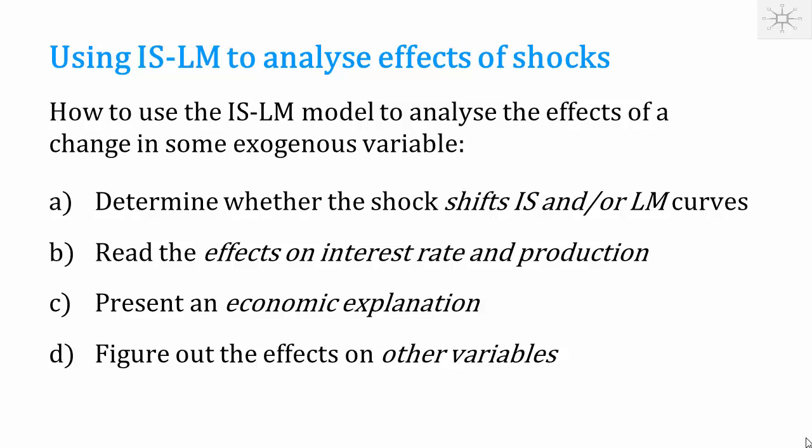So you should have an intuitive explanation here. What is happening? Why did production go up or down? Why did the interest rate go up or down? In that economic explanation, you start with the initial shock and say which market was affected by that shock and how, for example, it affected the goods market, and then this in turn affected the money market, and so on. You try to figure out the channels through which things happened.